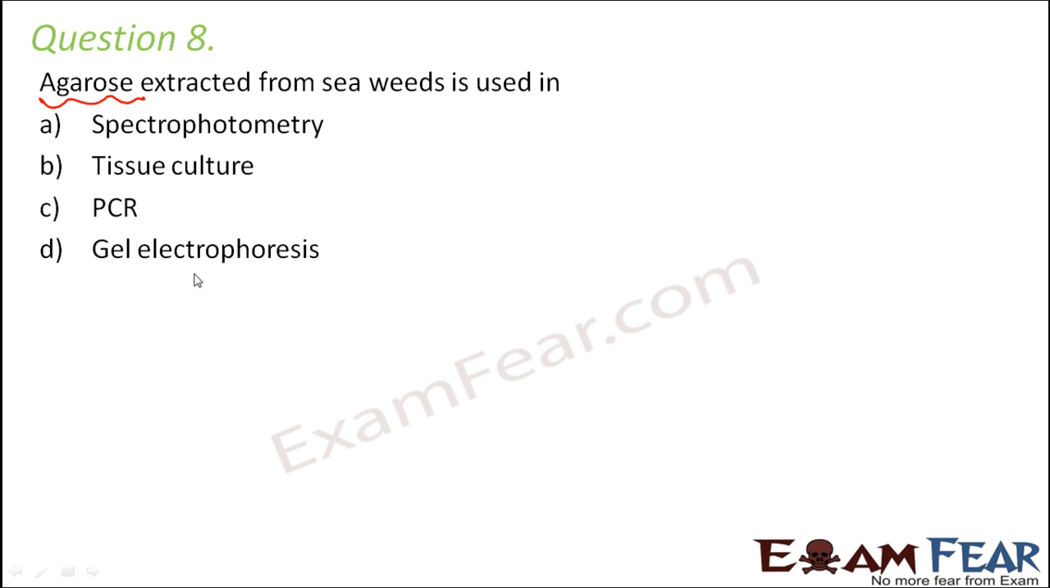So agarose is used in the process of gel electrophoresis because agarose acts as the matrix in gel electrophoresis, or the medium, you can say. So basically the separation of the DNA or RNA molecules happens in the medium of agarose.